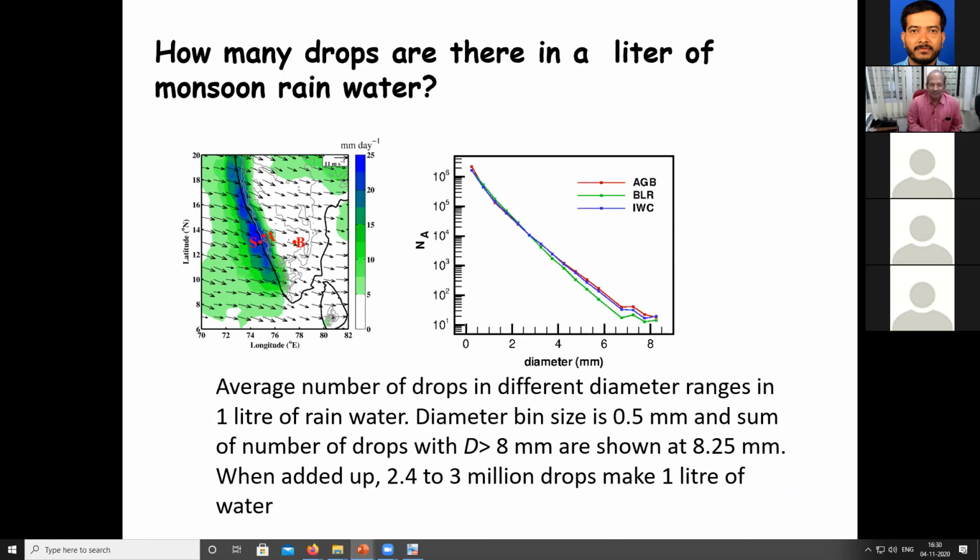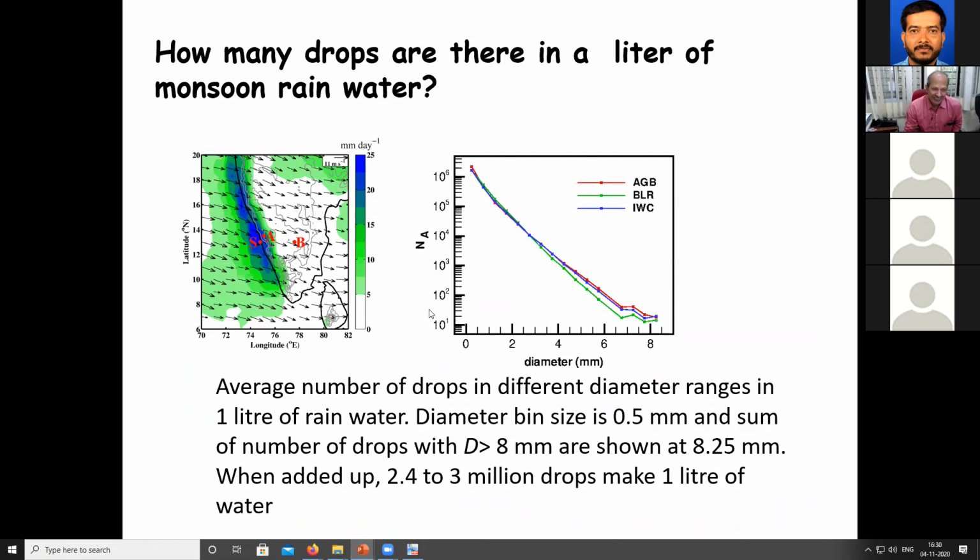Okay. This is my last slide. It is just a curiosity question. You get a lot of monsoon rain, but if you ask a question like, how many drops are there in 1 liter of monsoon rainwater?